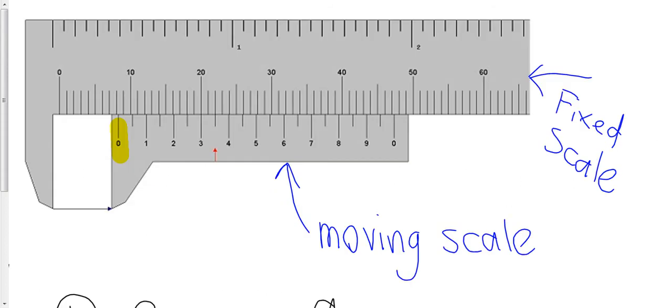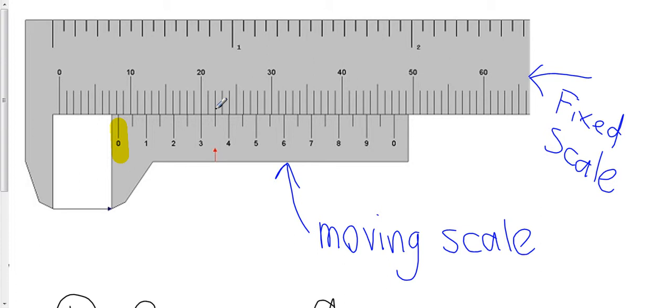So if we go back to our example here, I have an arrow indicating this line. Look how nicely it lines up with this line on the fixed scale. This is the first line that does so. That one doesn't line up. That one doesn't line up. Neither does that. Neither does that. So these may look like they do, but they don't. This one right here is the first one that lines up.